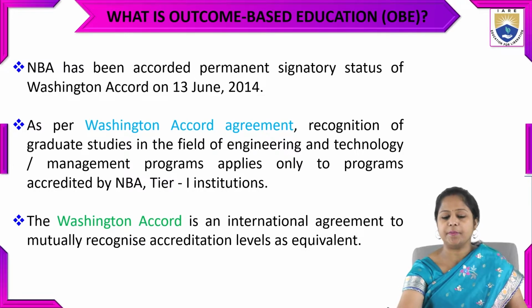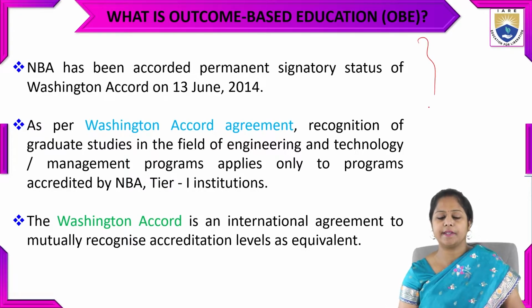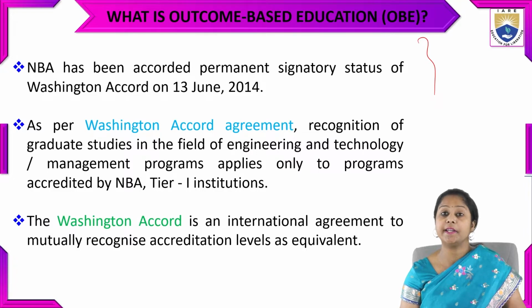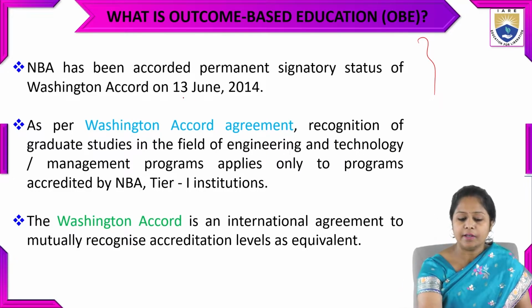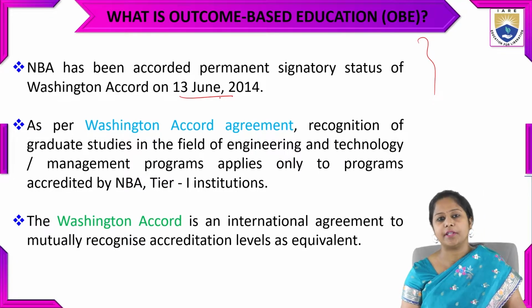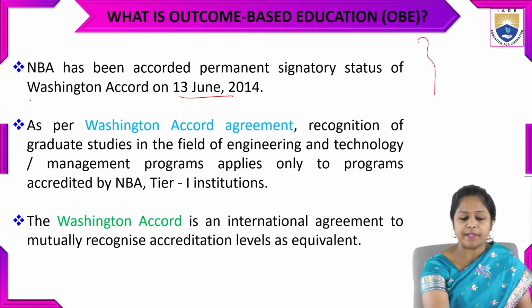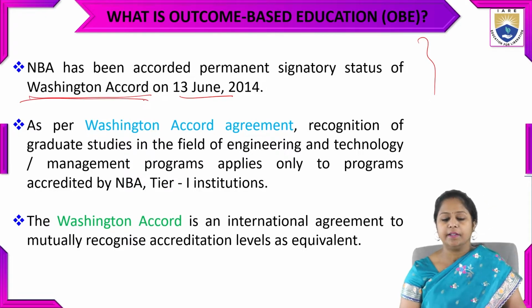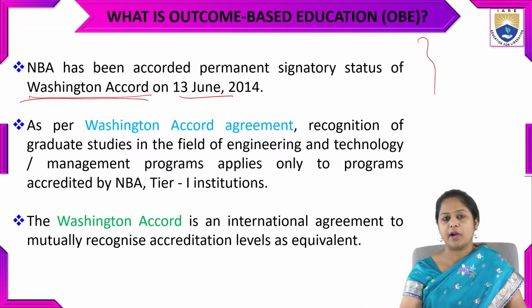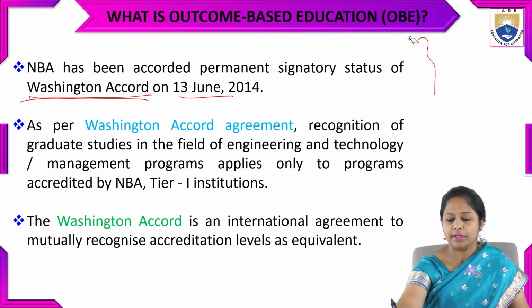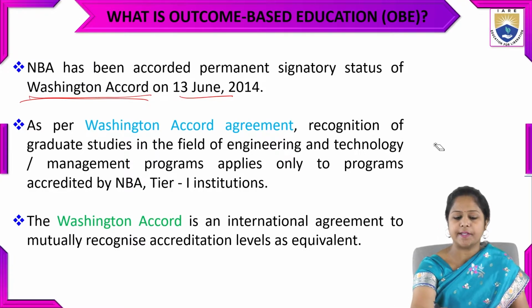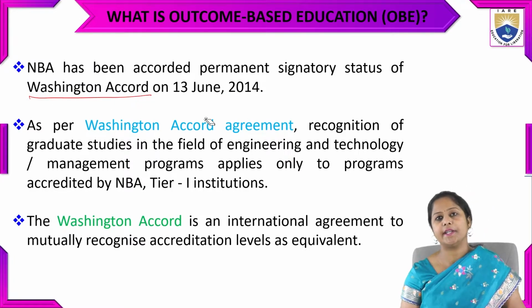NBA has been accorded permanent signatory status of the Washington Accord on 13 June 2014. So that is basically an international accordance to measure student outcomes. With this status they have been accredited on 13 June 2014.